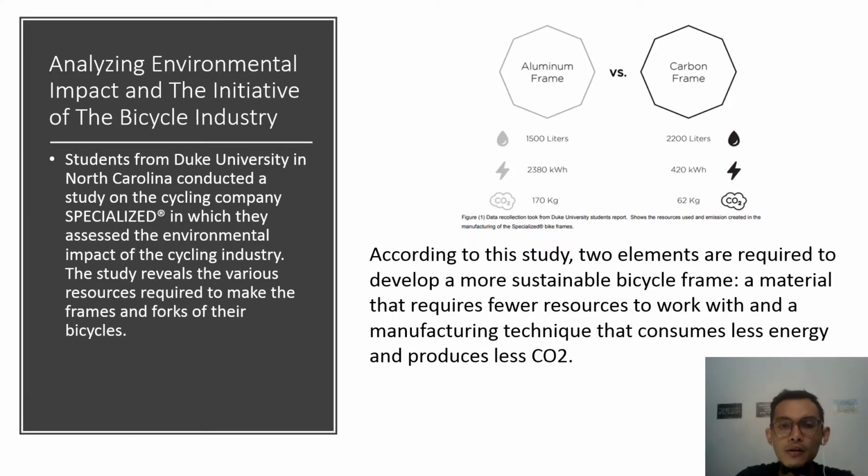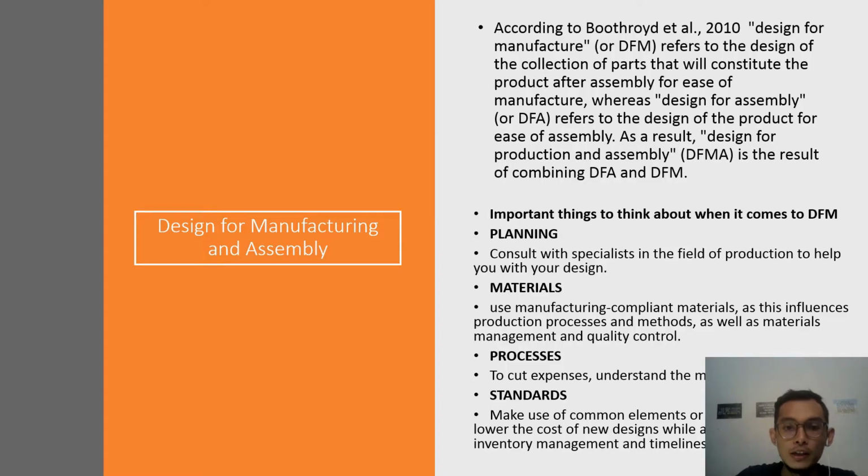The study reveals the various resources required to make the frames and forks for their bicycles. So there are two types of frame, which are aluminum frame and carbon frame. According to this study, two elements are required to develop a more sustainable bicycle frame: a material that requires fewer resources to work with, and a manufacturing technique that consumes less energy and produces less CO2. So, design for manufacturing and assembly.